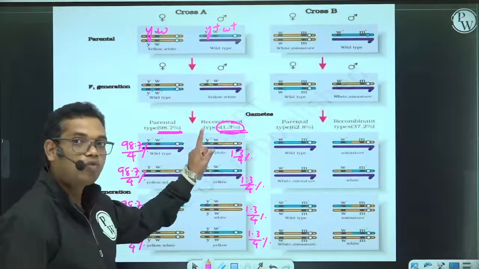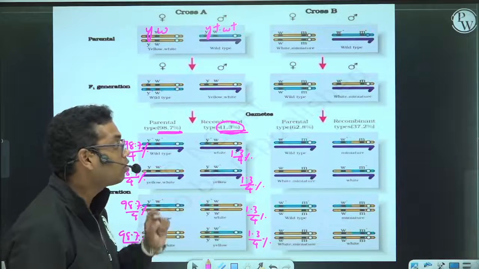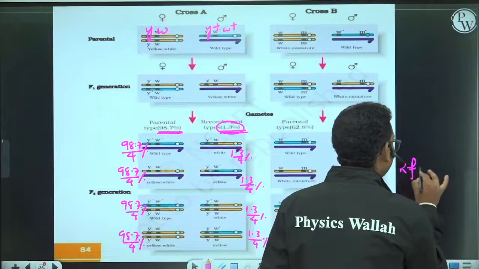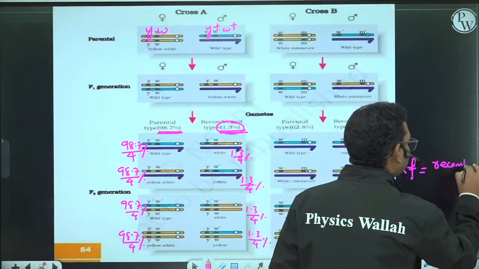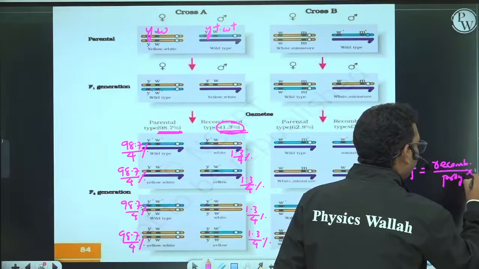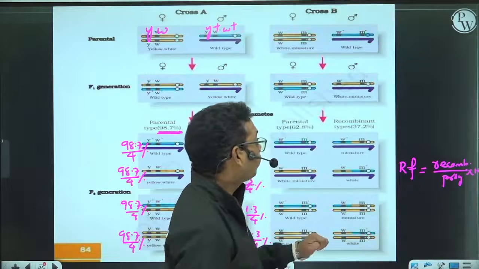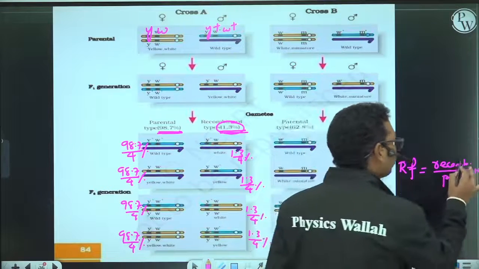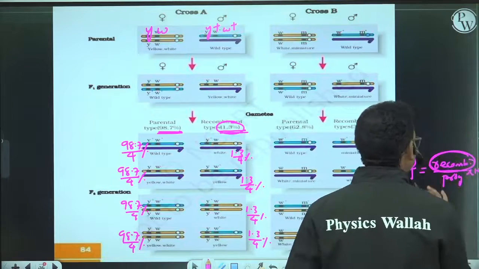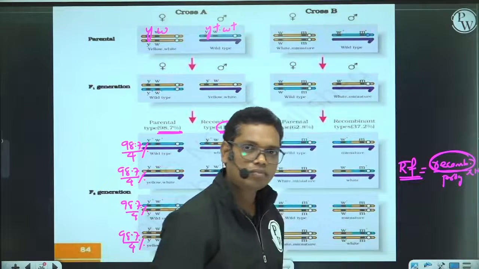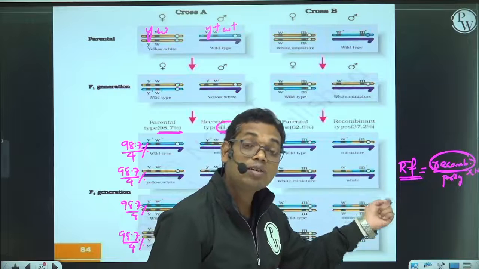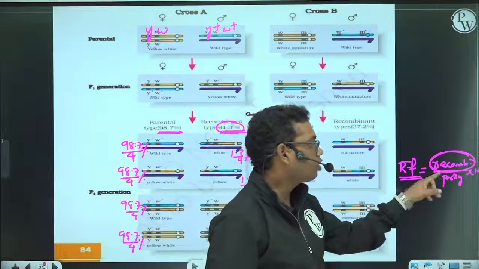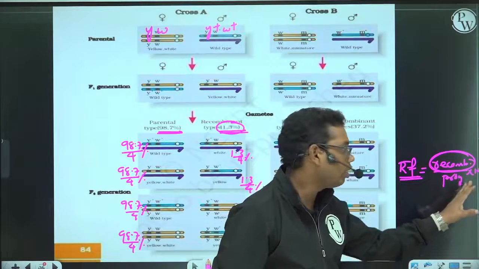So if only 1.3% recombinants are produced, that means the recombination frequency will be very, very less. Why? Because we know recombination frequency is equal to total number of recombinants upon total progeny into 100. If the recombinants produced are very less, the recombination frequency will be very less, and the recombination frequency depends upon the distance between the genes. I repeat, recombination frequency is equal to total recombinants upon total progeny into 100.